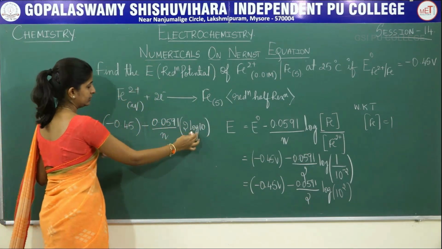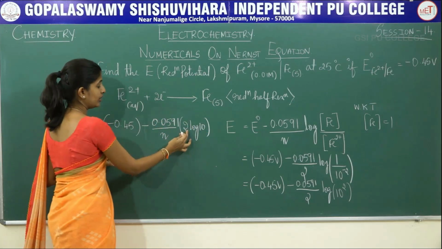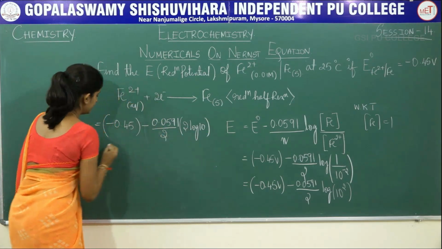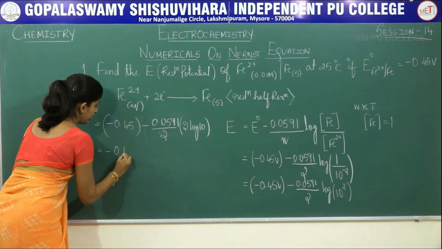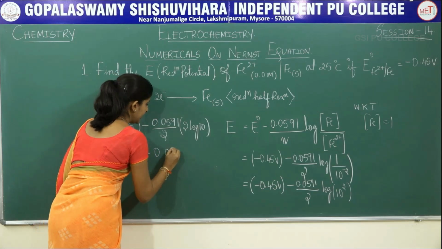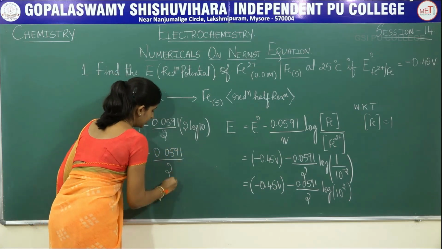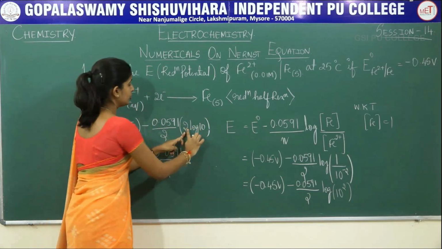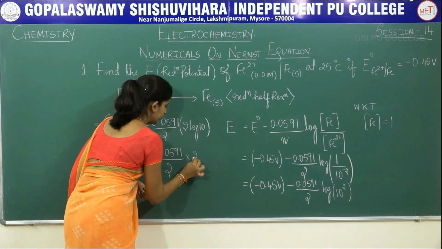2 log 10. Log 10 is 1, so this value becomes 2. So here n is 2. This will be minus 0.45 minus 0.0591 divided by 2. 2 log 10, 2 remains as it is, log 10 is 1. So 2 into 1, it is 2.